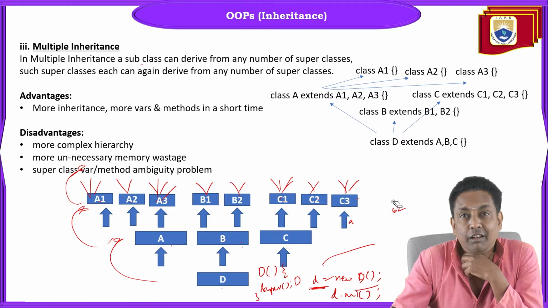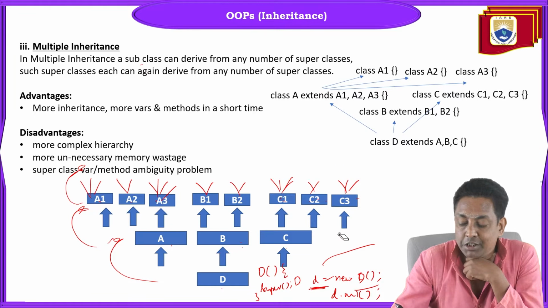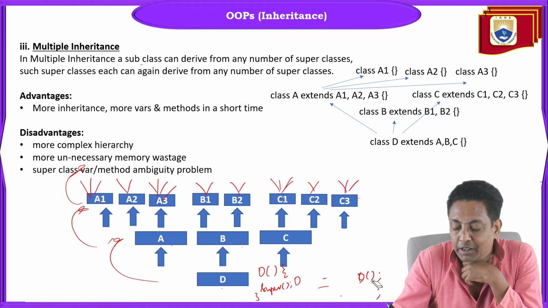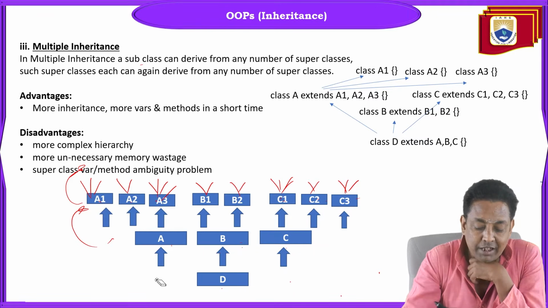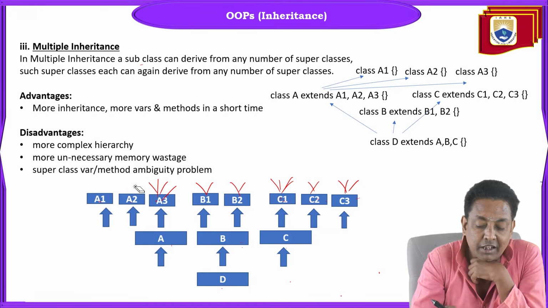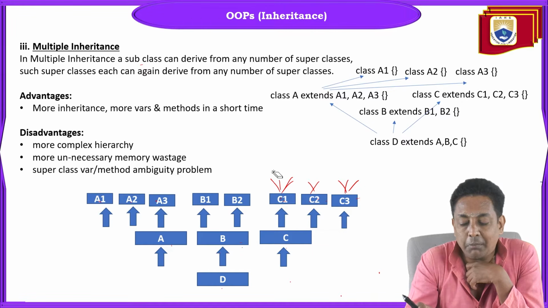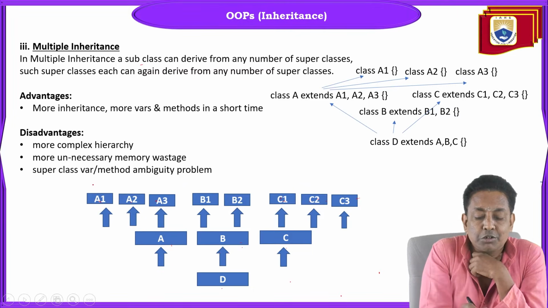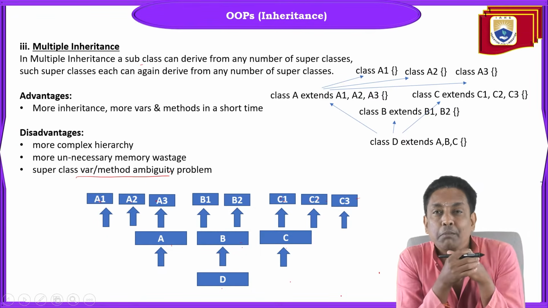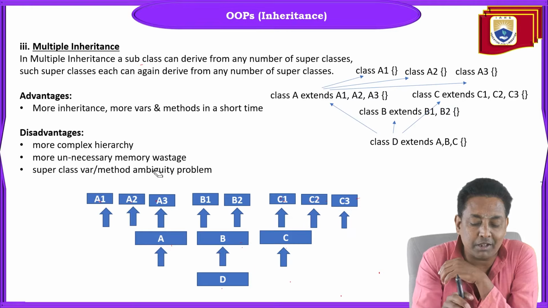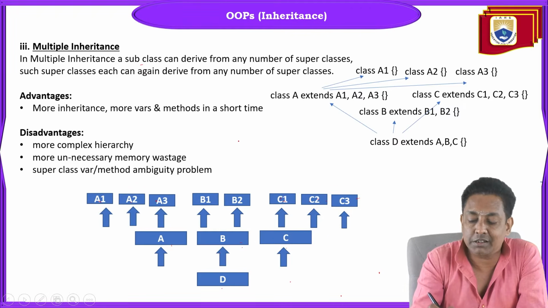The memory wastage is very high in the case of multiple inheritance. And there's another point. During multiple inheritance, there is one more disadvantage. That disadvantage is the superclass variable or method ambiguity problem. The problem comes like this.